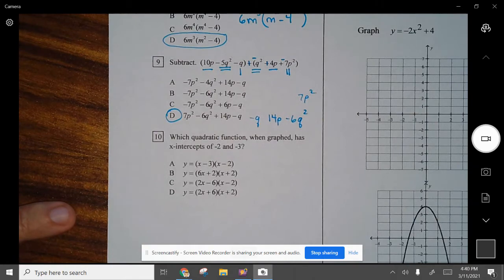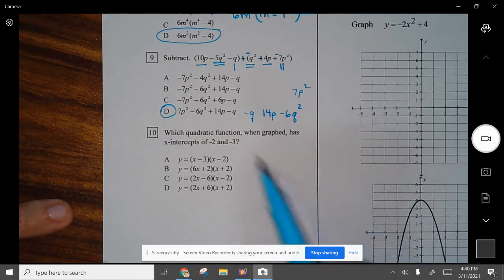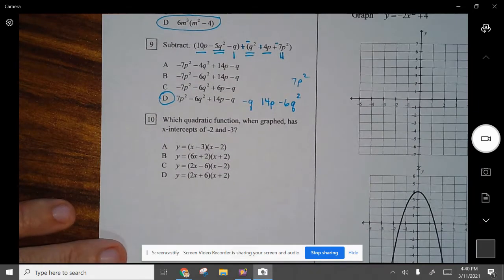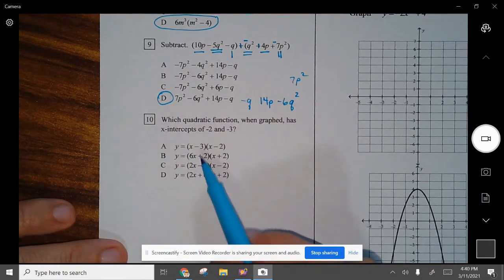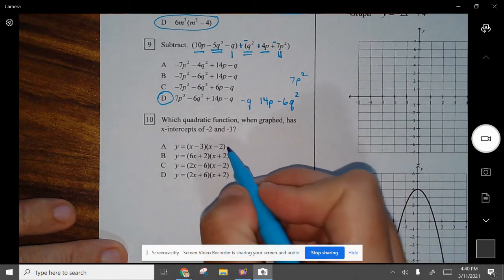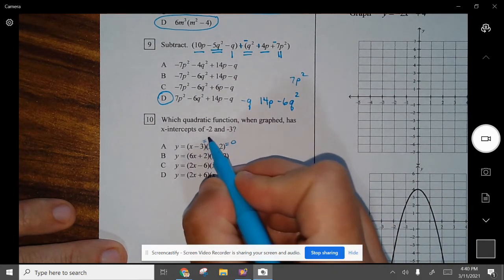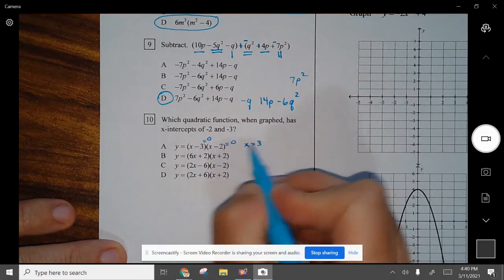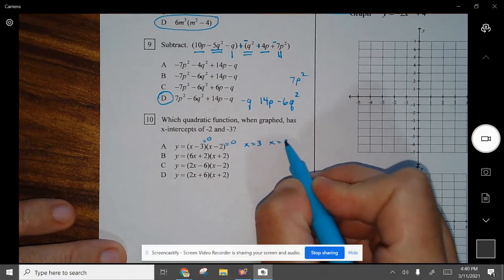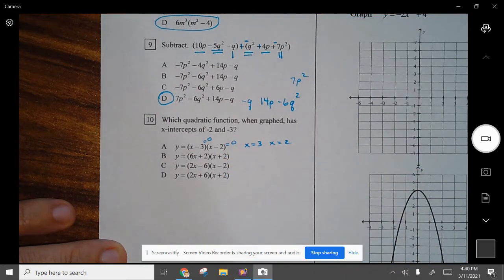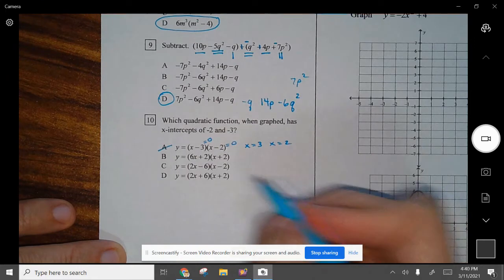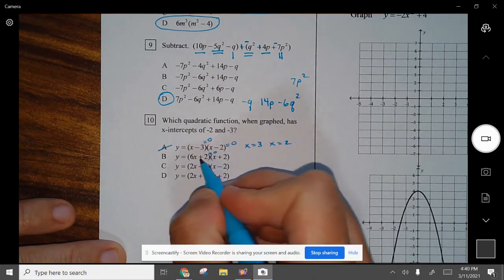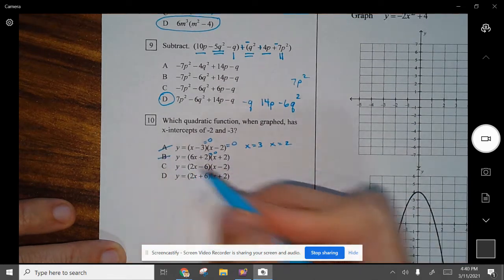Which quadratic, when graphed, has x-intercepts of negative 2 and negative 3? This one's kind of interesting. What you have to do is look at your answers and solve them. If you set this to 0 and you set this to 0, what would x be? Well, it's pretty easy with this one since it would probably be x equals 3, right? One-step equation, and x equals 2. Is that what we're looking for? Nope. All right. If we set this to 0, I know right away I'm going to set this to 0. Subtract 2, divide by 6, that's going to be a fraction. That's not what we want.